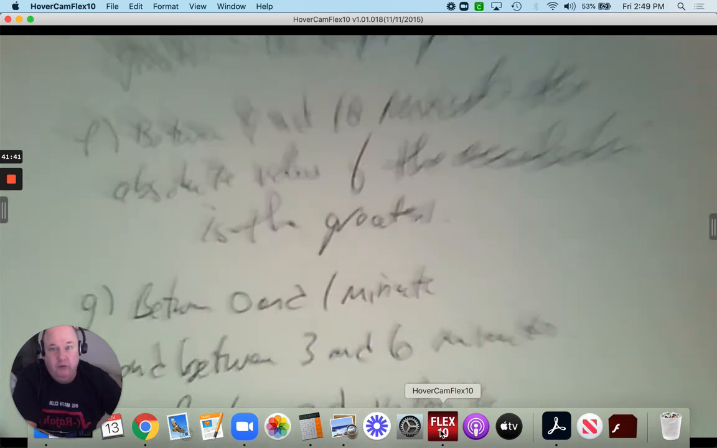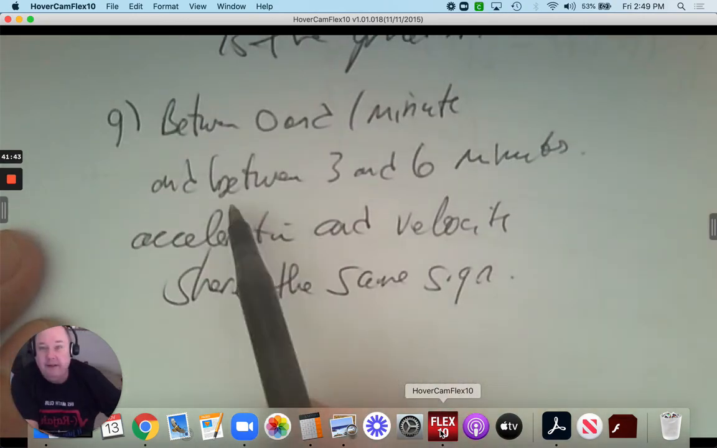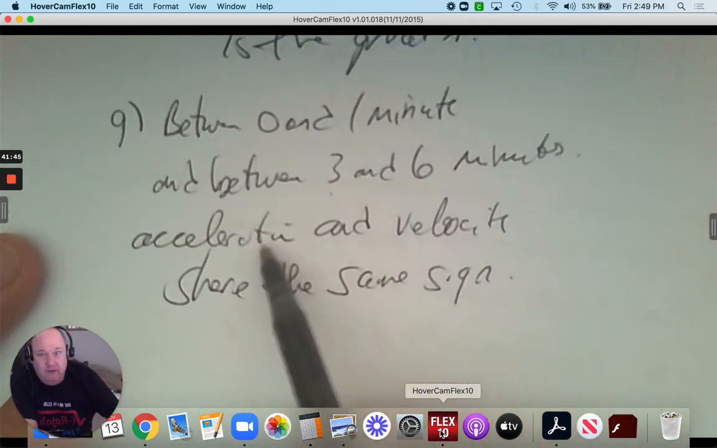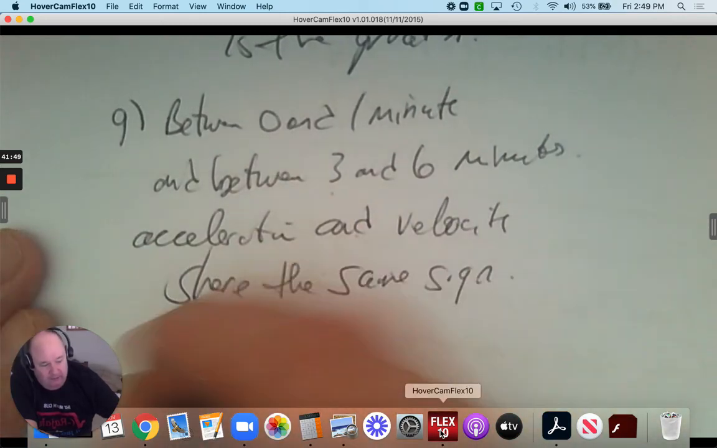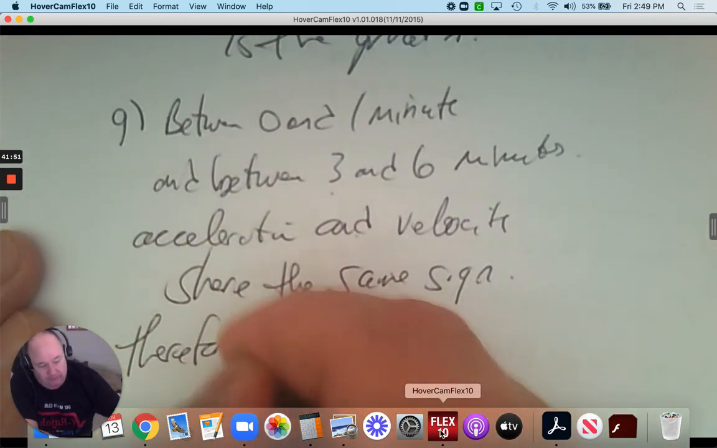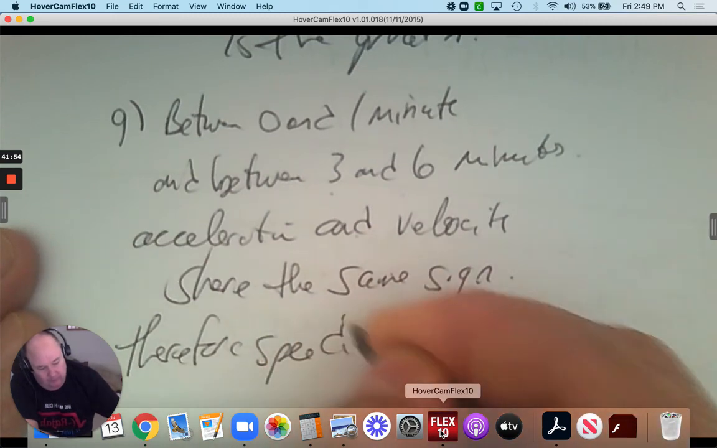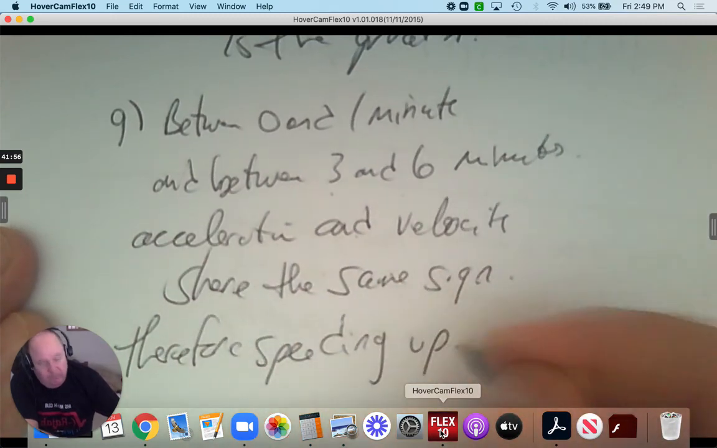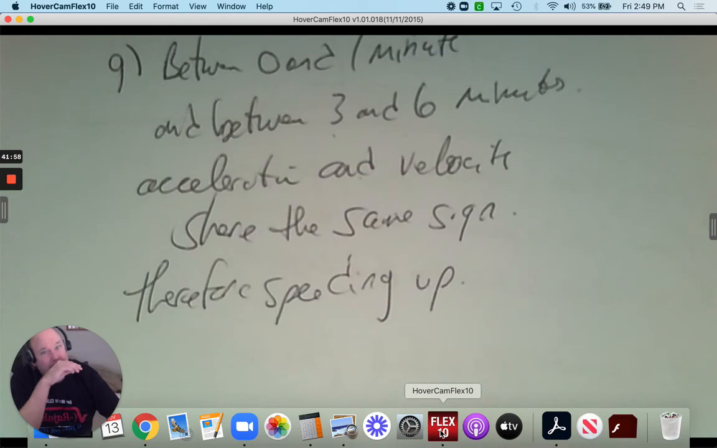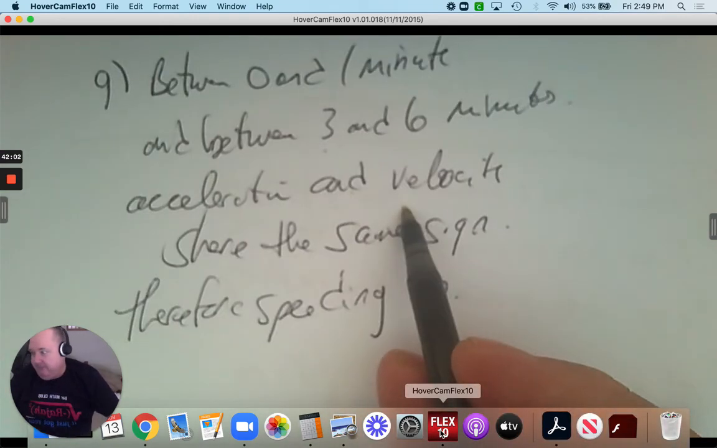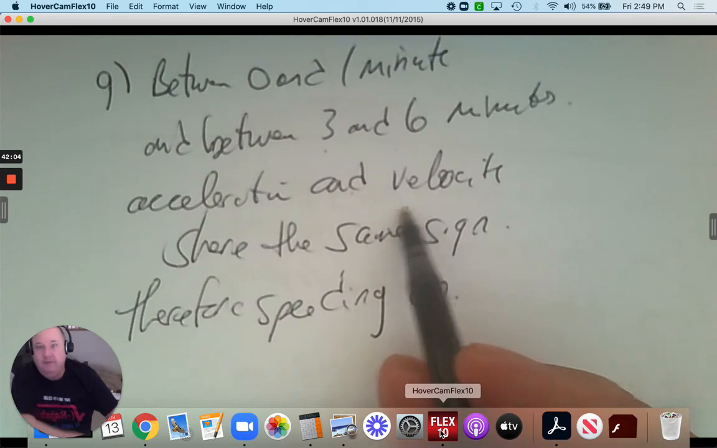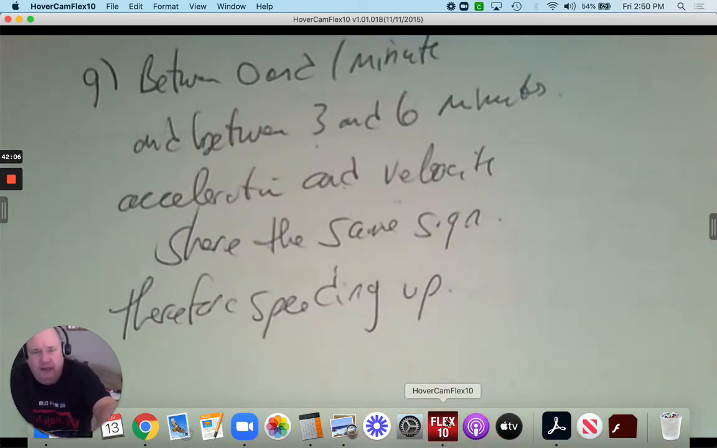So between 0 and 1 minute, and between 3 and 6 minutes, acceleration and velocity share the same sign, therefore speeding up. So the idea of speed increasing is that acceleration and velocity share the same sign. That's different than velocity increasing. Now letter H.